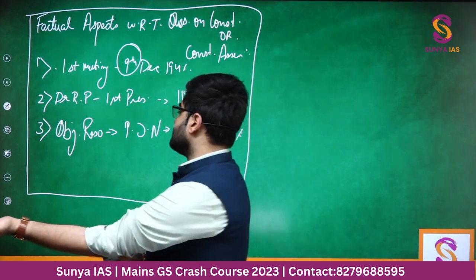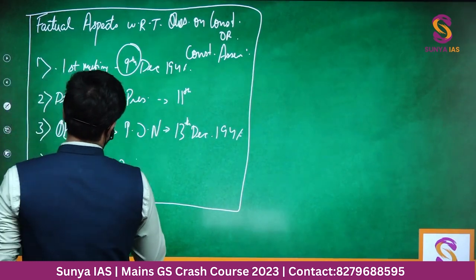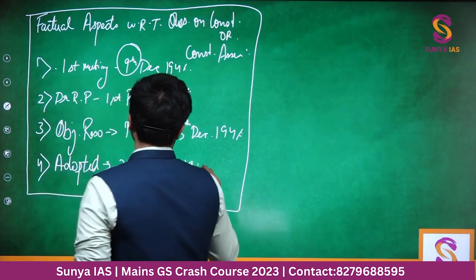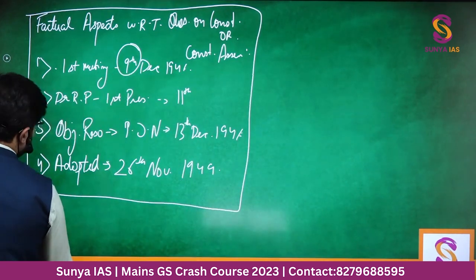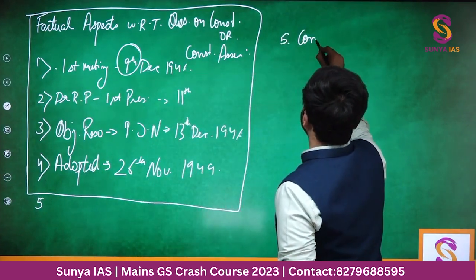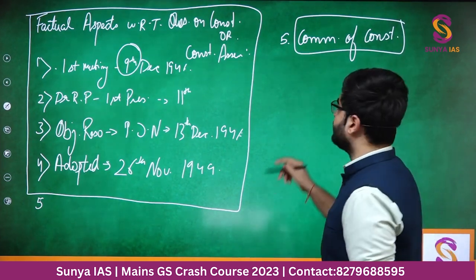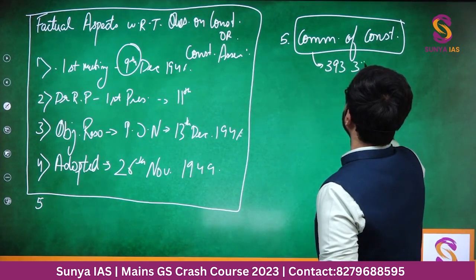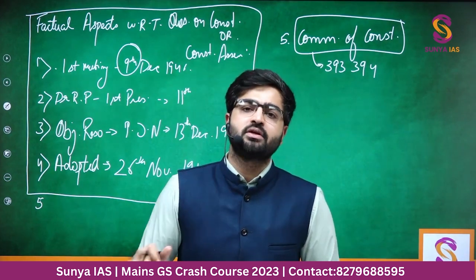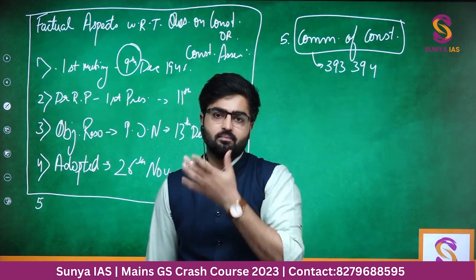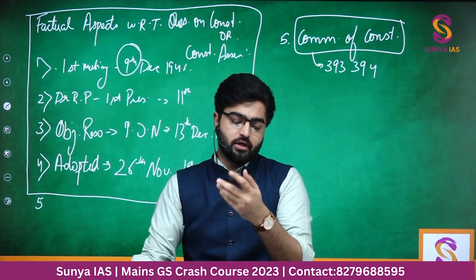Then, sir, the Constitution got adopted on 26th November 1949. The next date, you know, 26th January 1950. Then the articles which talk about the commencement of the Constitution. Majority of you would have skipped these articles, but note them down. Articles 393 and 394 specifically talk about the commencement of the Constitution, that is, which of the articles will be immediately enforced and which will be enforced from 26th January 1950. Articles 393 and 394 should be there in the introduction or in the body of your answer.